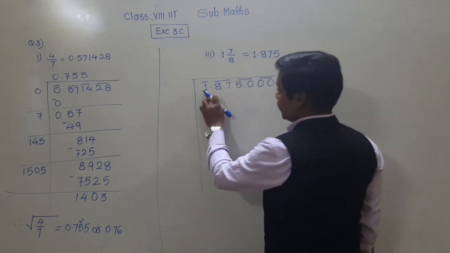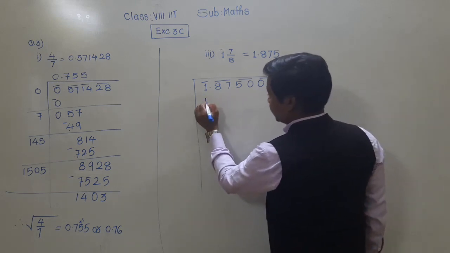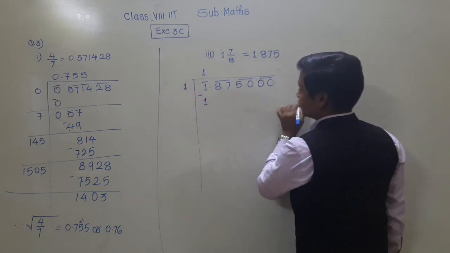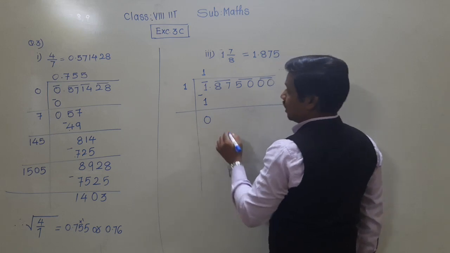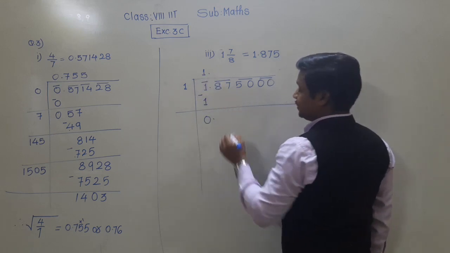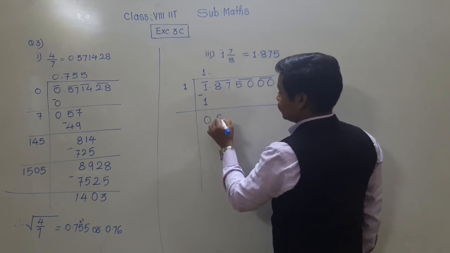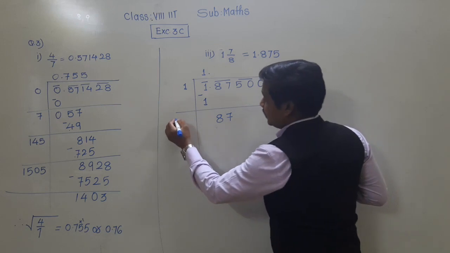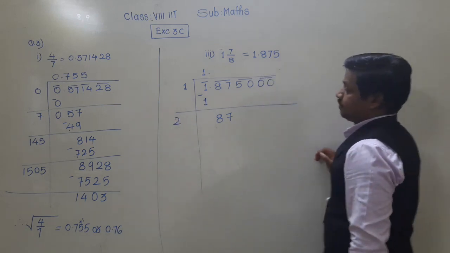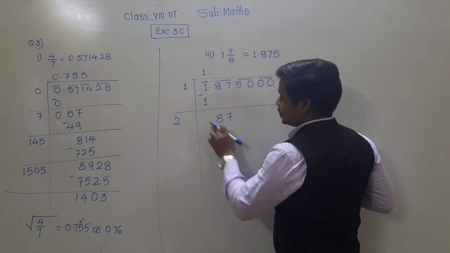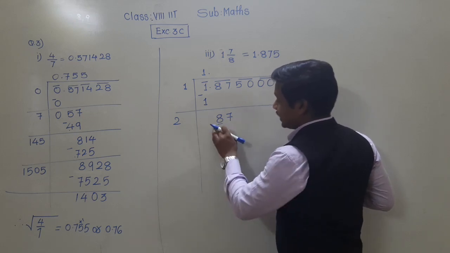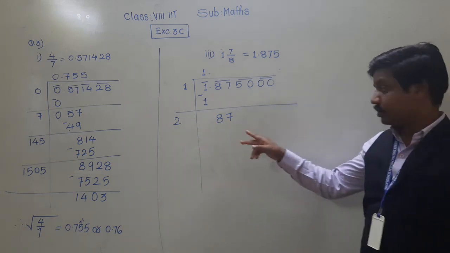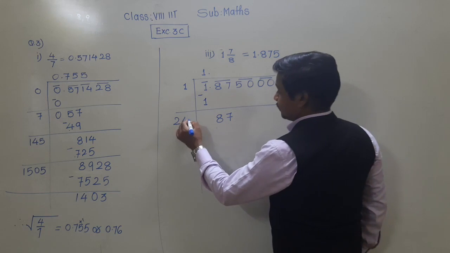Let us find first the whole part. 1 is there and the perfect square is 1 itself, which is the square of 1. 1 ones are 1. Subtract this. 1 minus 1, 0. After that there is a decimal point. Here no need to take second group down. Fine. 1 2s are 2. Now see here, this is a 2 digit number. The number formed by the first 2 digits is 8. If you divide this 8 by 2, you will get 4. So take here 4.